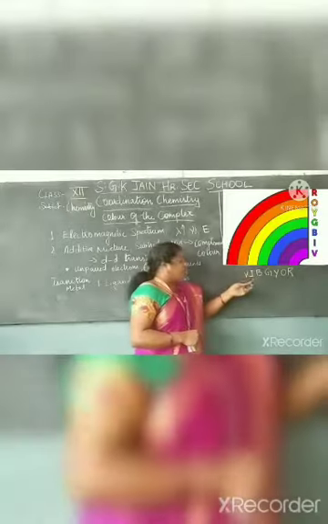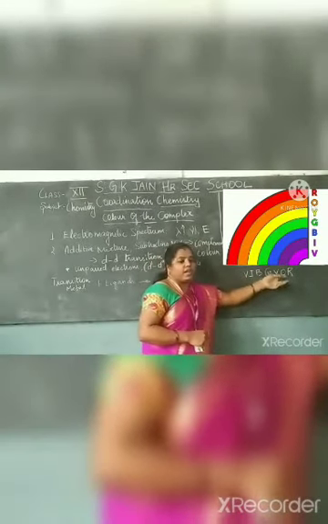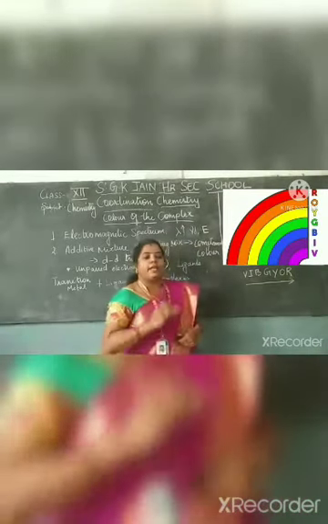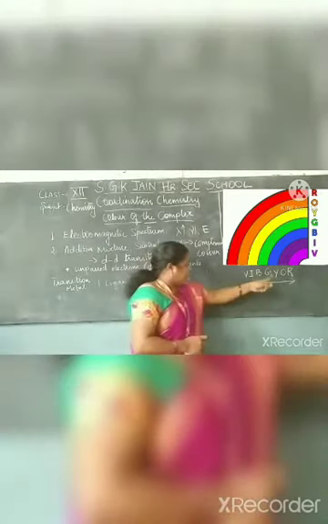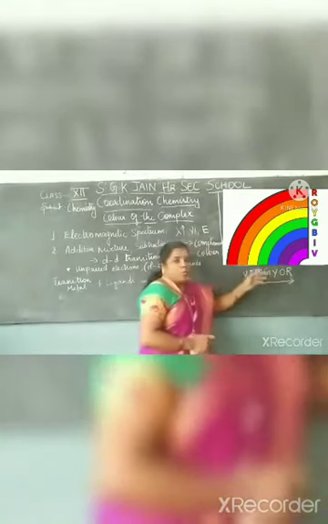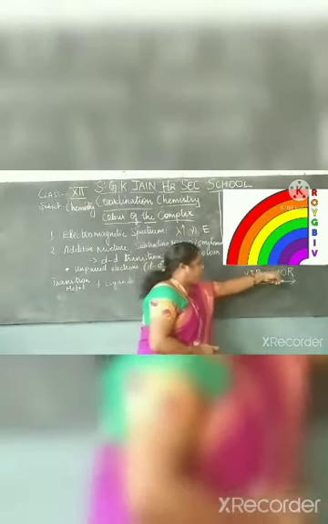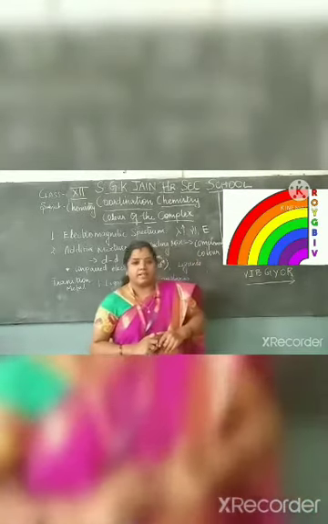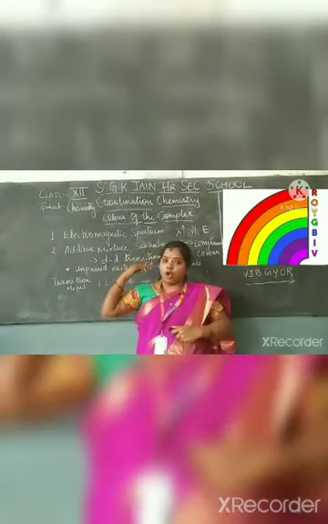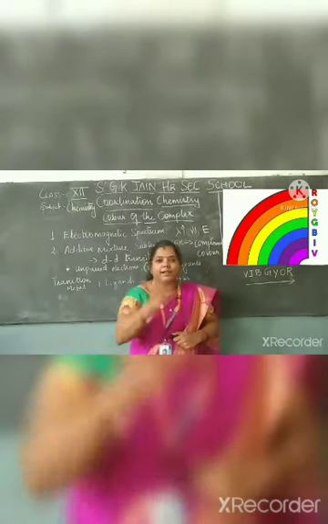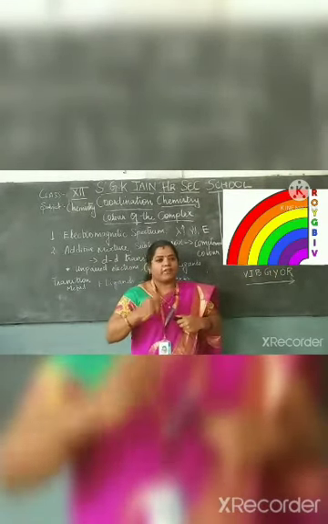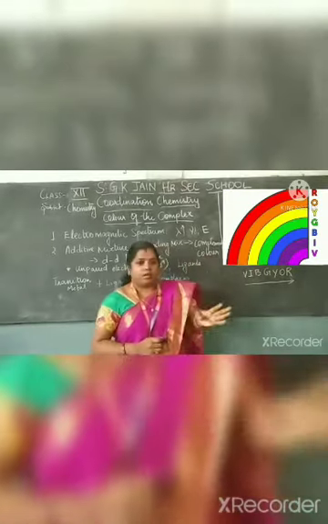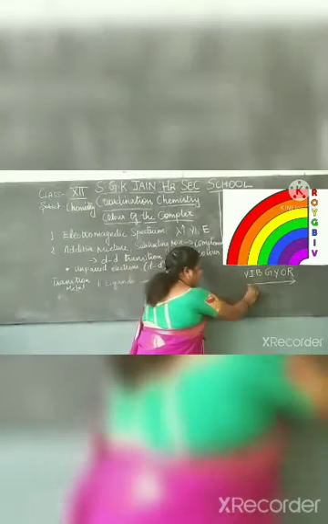You already know the colors: violet, indigo, blue, green, yellow, orange, red. Their wavelength is in increasing order. From violet to red, which one has the higher wavelength? Obviously red has the higher wavelength. That is why it is used in traffic signals. Even from a long distance you can see the red color very clearly and stop your vehicles.